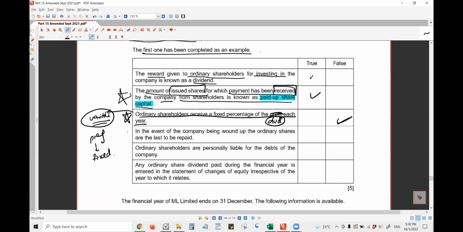Okay, next, you read this, then you answer true or false. In the event the company is being wound up, wound up means closing down, ordinary shares are the last to be repaid. True or false? Okay, I wait for everyone. It's about the priority. Remember? I wait for you. Set the timer.